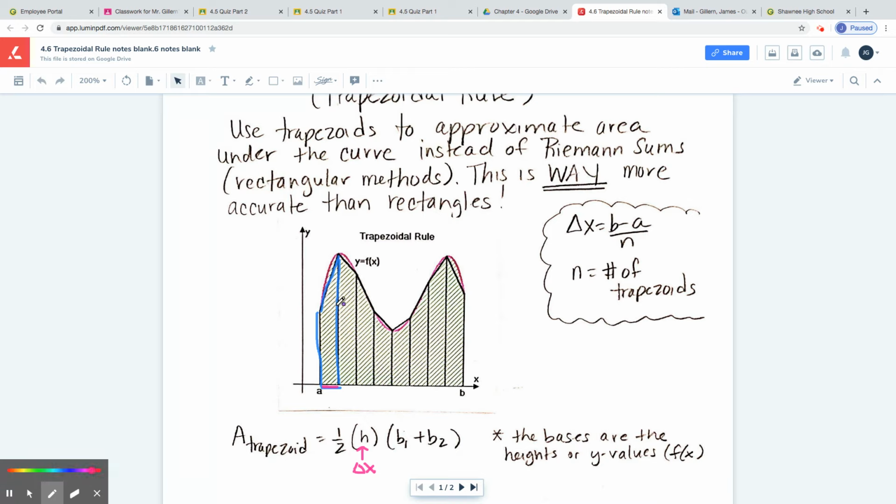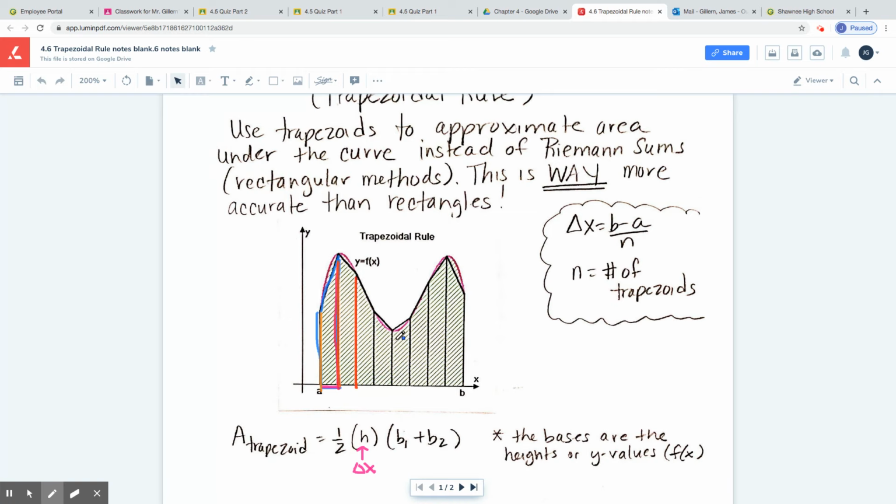If you look, with a trapezoid, there's two bases. So in this trapezoid, I have this one right here, and I have this one. There's no left sum or right sum. You include both of them. So it's this plus that. Now, notice if I had to do this again for the second one, it's this base and this base added together. And then for the next one, it's this and that, and so on and so forth.